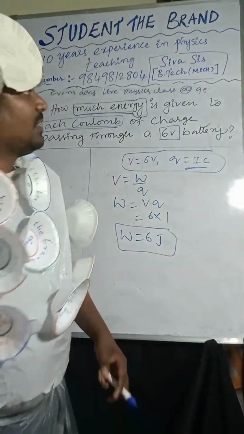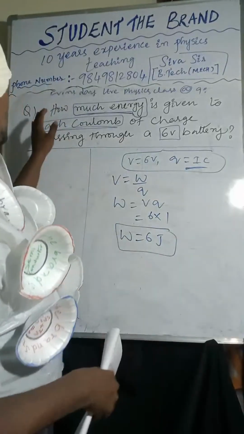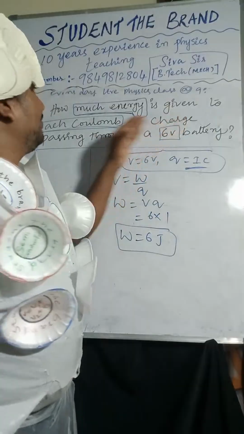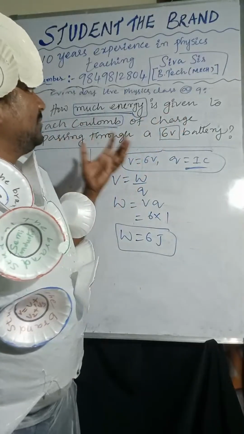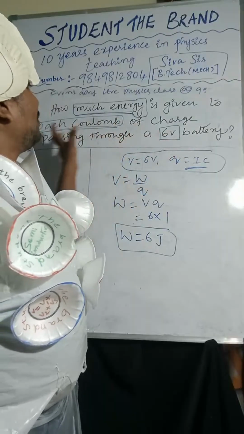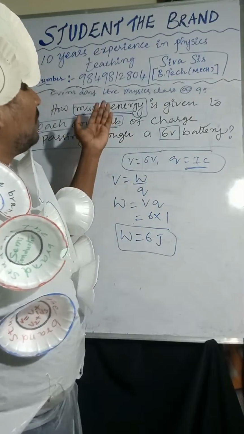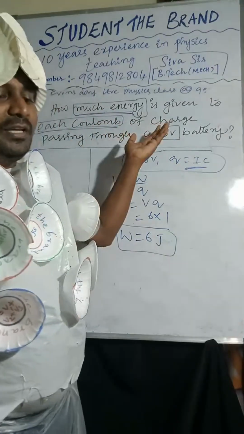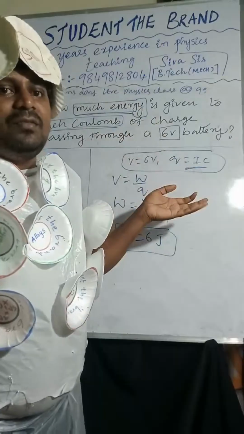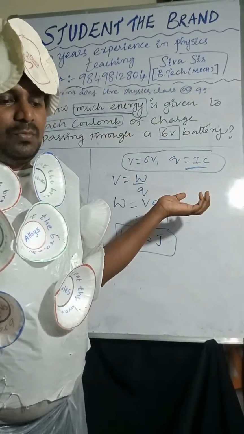So 6 volts. Identify the question. How much energy is given to the 1 coulomb? How much energy means work to bring, passing through a 6 volt battery. So work is going on, right? There is nothing but charge is moving. If the charge is moving, definitely work must be done. If you do work only, the charge will move. Otherwise it won't move, right?